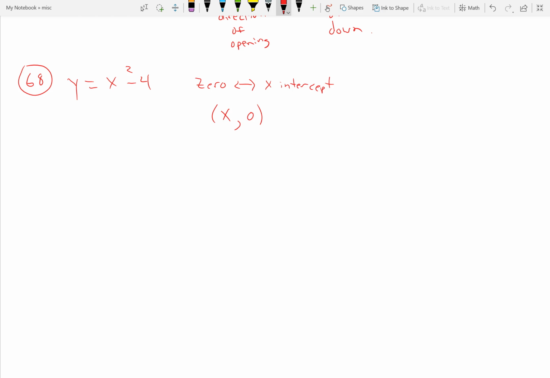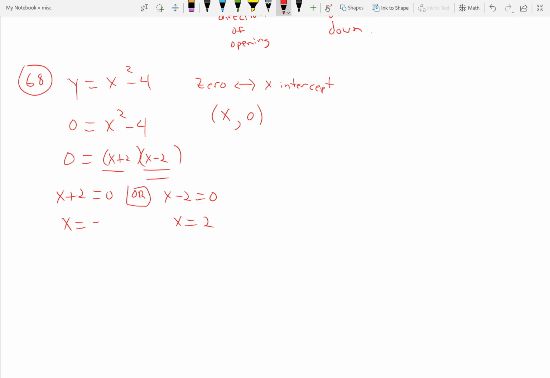So what we can do is substitute 0 in place of y. So 0 is equal to x squared minus 4. And right in the vein with the ones we've done previously, we could factor this left side as a difference of two squares. This becomes (x plus 2)(x minus 2). And now we can set both of these individually equal to 0. x plus 2 is 0, or x minus 2 is 0. Solving for x, we get x is both positive and negative 2. Those are your zeros, negative 2 and positive 2.